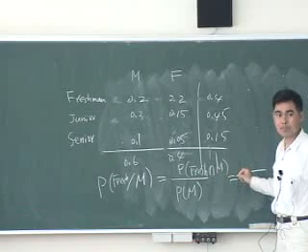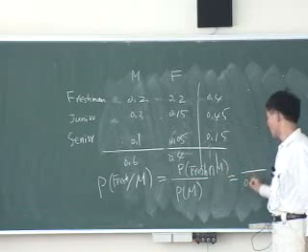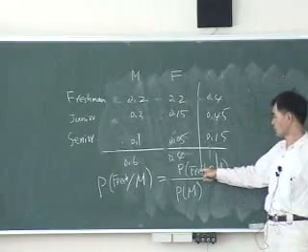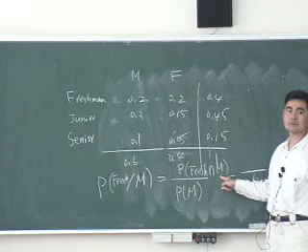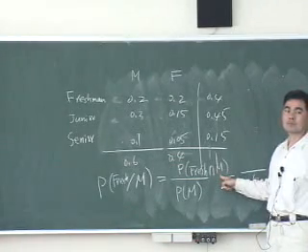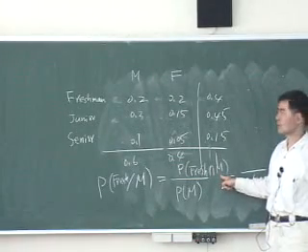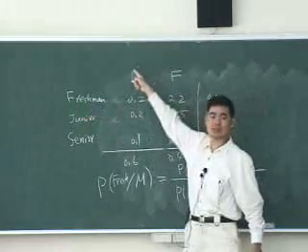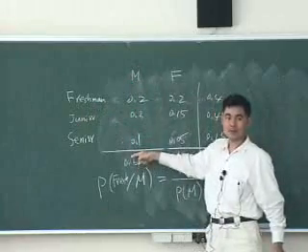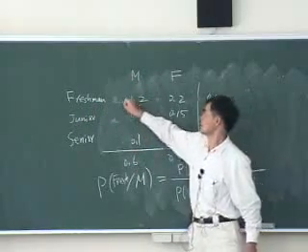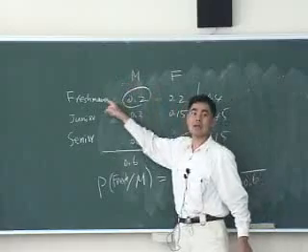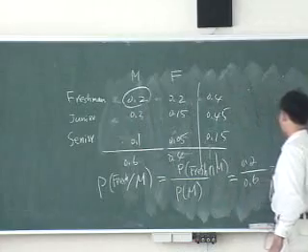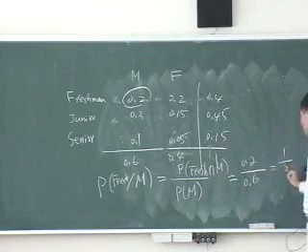So what is this equal to? 0.6, right? And what is up here? Freshman and male. Here it is a freshman, and here it is a male, right? So this is freshman and male. So what's the probability? 1/3.